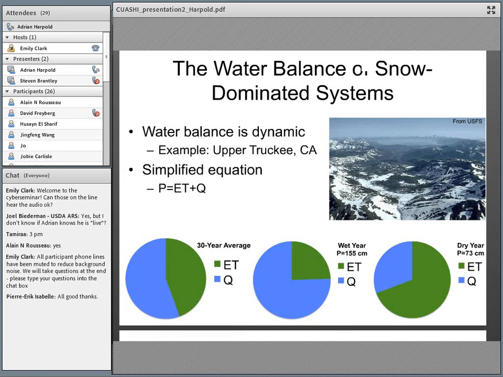But these systems are highly dynamic, and so you can see in a wet year, you have about 75% of the water budget going to Q or discharge, and in a dry year, you have about 75% of the water budget going to evapotranspiration. So the variation driven by climate of these systems is quite large, and you can imagine quite important for predicting water resources.